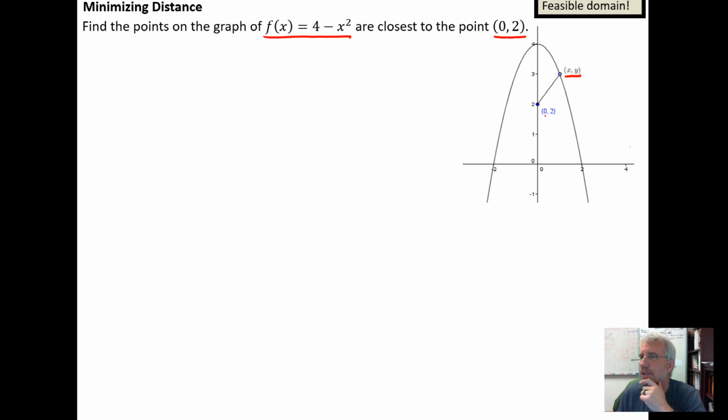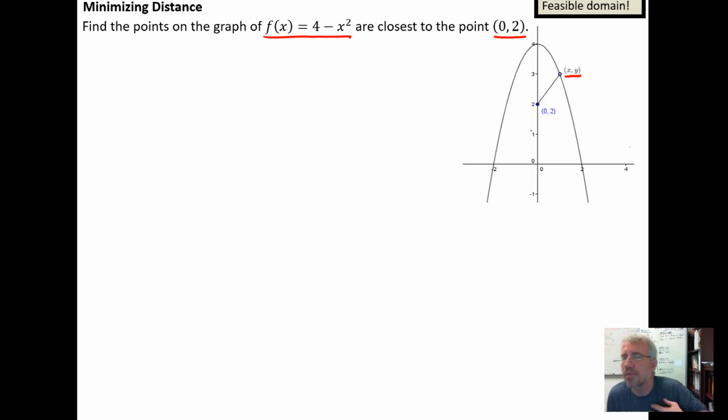I'm going to start this one a little bit backwards by thinking about what a reasonable, feasible domain would be. From this point, we could move points down this leg of the parabola. What we want to notice is that the further down the parabola we move, whether in this direction or over in this direction, the longer the distance will be from the point (0, 2) to the graph of the parabola. That's the first thing I want to notice.